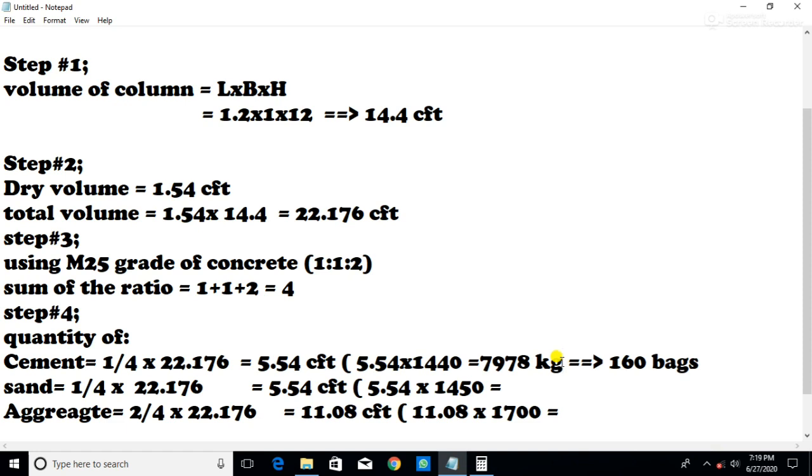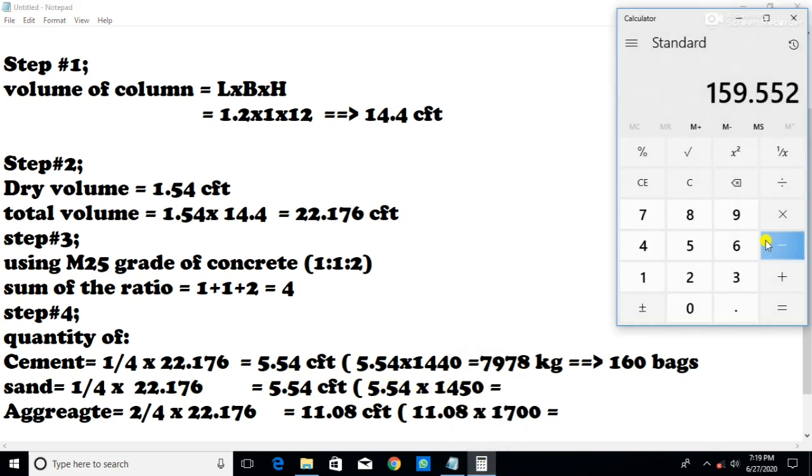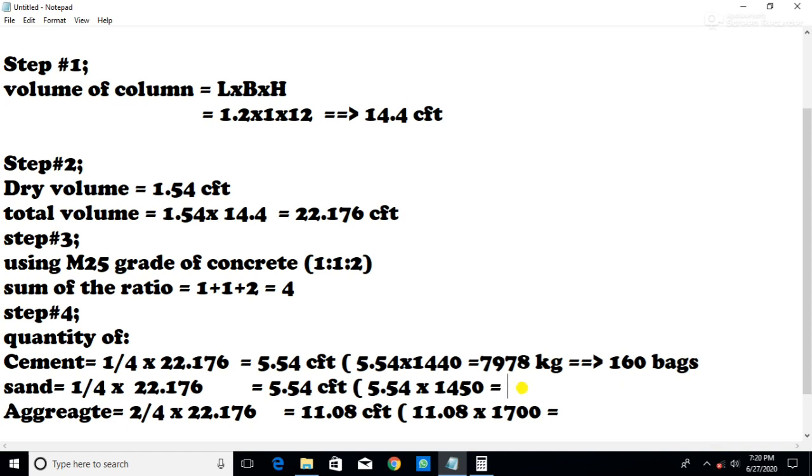So guys, now we will move forward. As we know that 1450 is the dry density of the sand, we will find the quantity of sand in kgs. 5.54 multiplied by 1450, which will be equal to 8033. Sorry, we first wrote divided, but we will multiply. So the answer is 8033 kg.